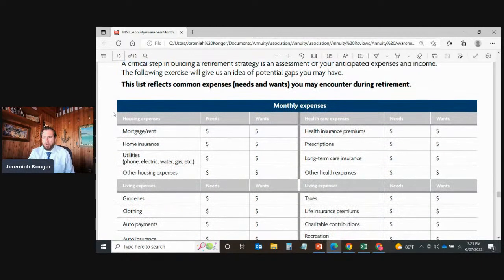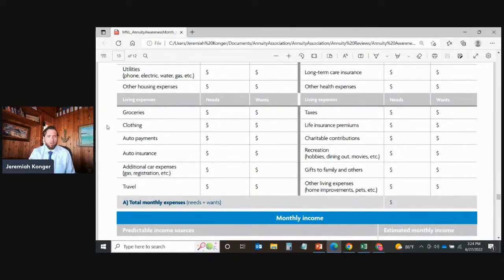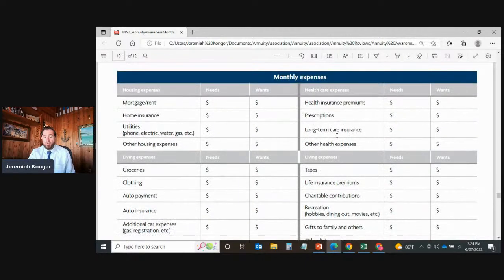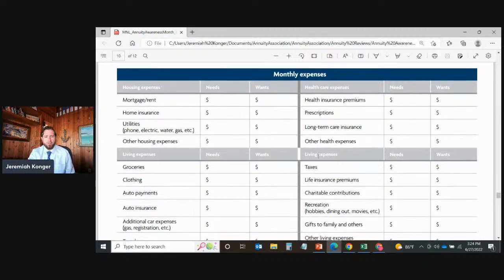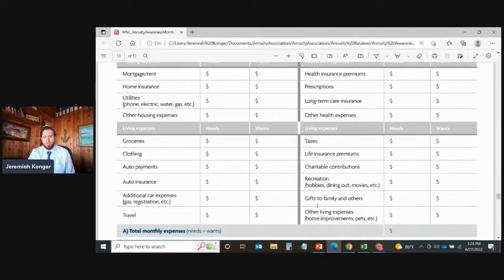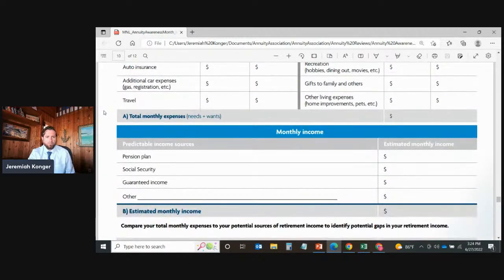So obviously you're going to put all of your essentials, your monthly expenses that are required to live your lifestyle and support it for the long haul. So your housing expenses, your living expenses like groceries, clothing, your auto payments and insurance, any additional expenses like gas and car registration, things to that degree, and any travel budgets. We also want to consider your healthcare expenses and your general living expenses, including going out to dinner, things like that. So your lifestyle needs as well.